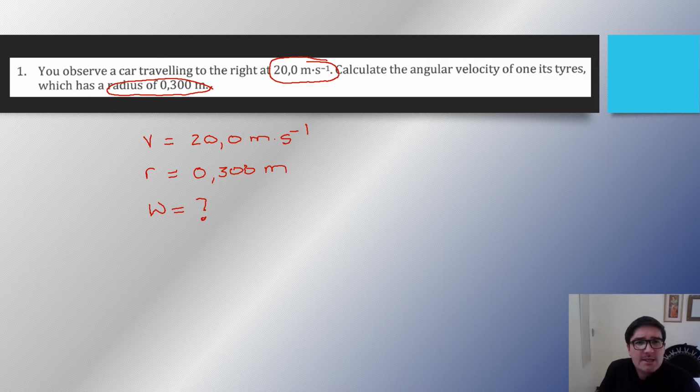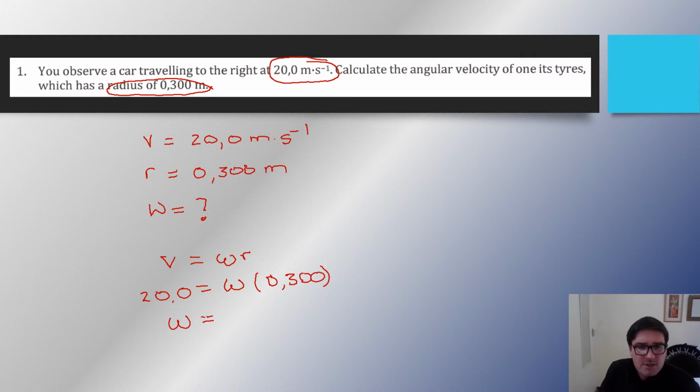Our relationship between angular velocity and linear velocity is given by the equation v equals omega times r. So omega is our angular velocity, that's what we want to know. Our radius is 0.300 and our linear velocity is 20.0. Both have 3 significant figures, and therefore it would be appropriate to have our angular velocity as 3 significant figures.